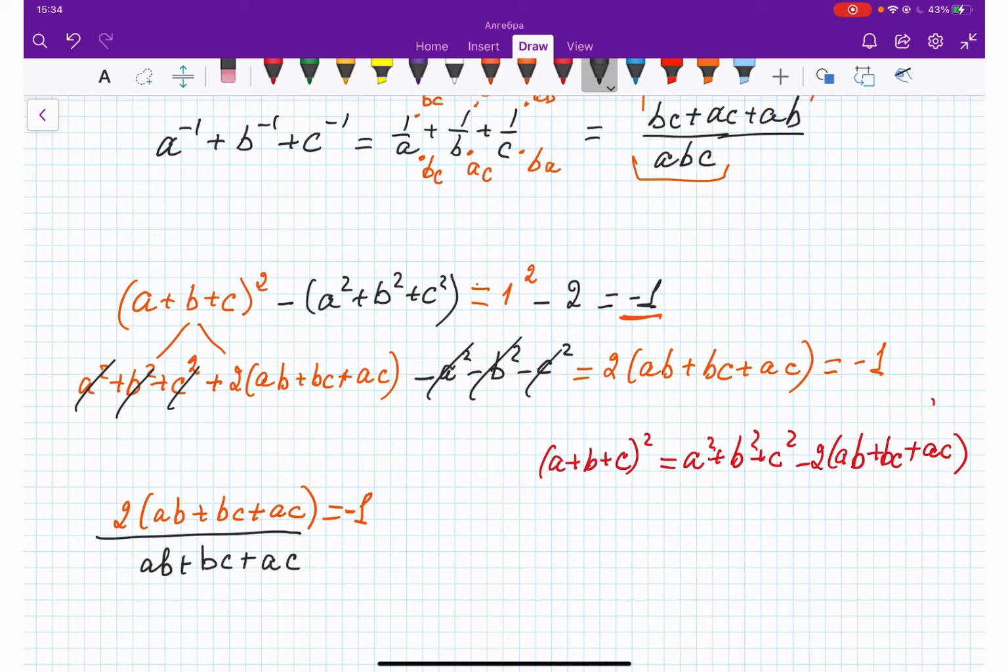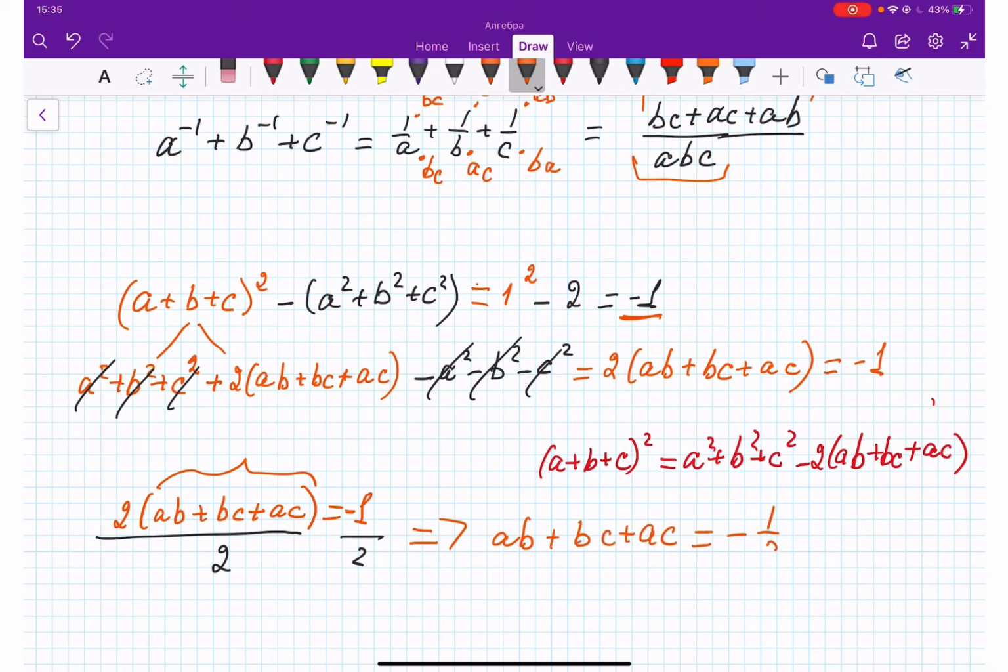No, I'm sorry. What am I doing? I need ab plus bc plus ac, I need this piece to find out. So I need to divide by 2. Sorry. Dividing by 2 here, dividing by 2 here. And we are getting from here ab plus bc plus ac is equal to -1/2.